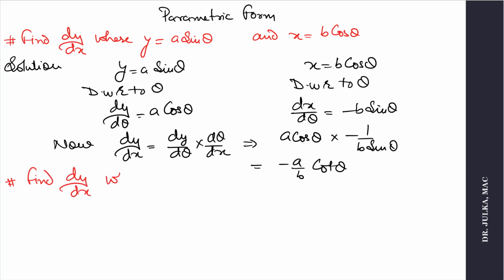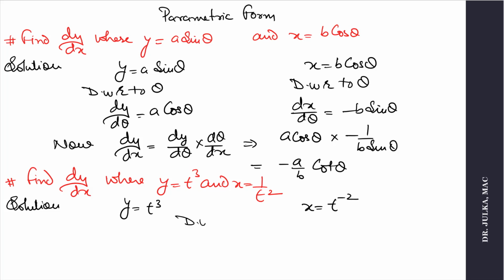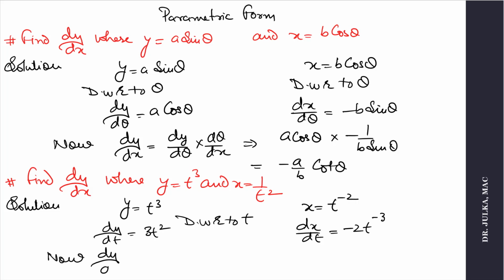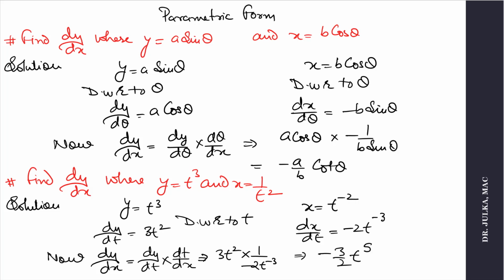Next question. Find dy by dx where y equals t cube and x equals 1 by t square. Here y and x both are functions of t. So we differentiate with respect to t. Derivative of y, dy by dt, is equal to 3t square, and the derivative of x, dx by dt, is equal to minus 2t raised to the power minus 3. Now dy by dx equals dy by dt into dt by dx, which equals 3t square multiplied by minus 1 upon 2t raised to the power minus 3, and the answer is minus 3 by 2 t raised to the power 5 after simplification.